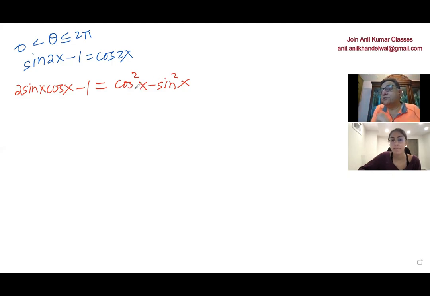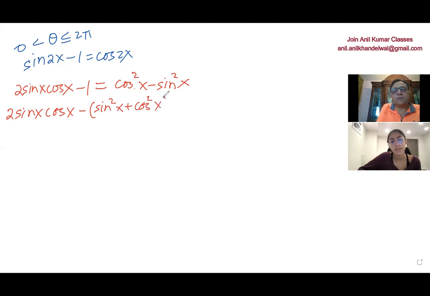We could use this in that fashion. You get the idea. So think like this. We have 2 sin x cos x, and this minus 1 could be written as sin square x plus cos square x. And let's bring them all together: minus cos square x plus sin square x equals 0. Is that okay? Yes.